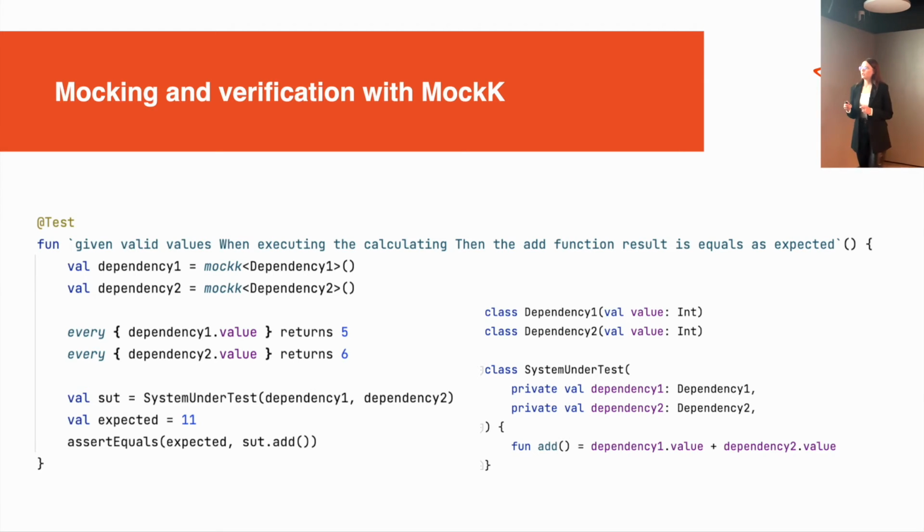After that, we need to create a real instance of our object. So we say system under test, and then we pass in dependency 1 and dependency 2. Then at the end, we need to assert that what happened is what we were expecting. The expected result is 11 because it's the sum of 5 and 6. And in the assertion, we assert equals that this expected value is the same as the one that we actually retrieved with this add function. I will give you a few moments to take a look at the code.